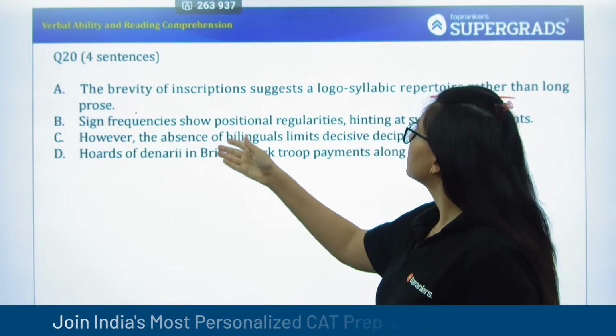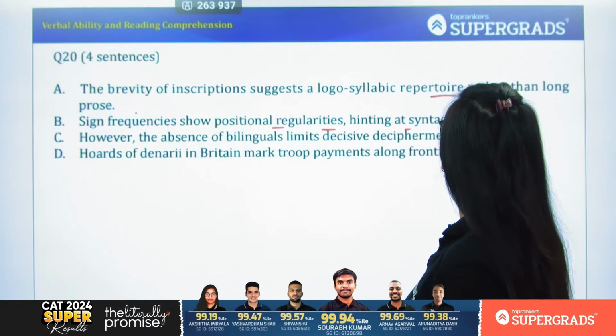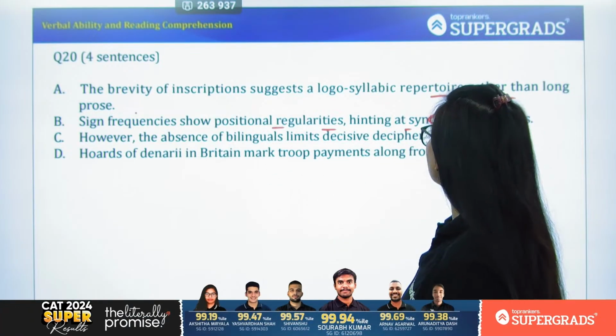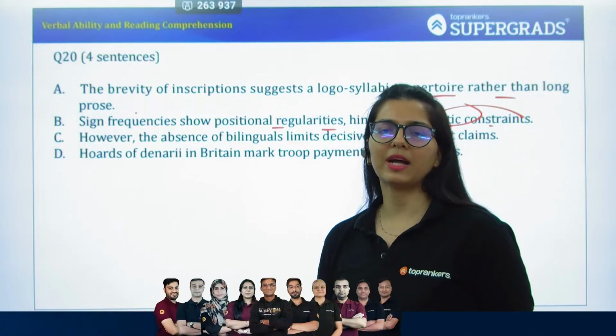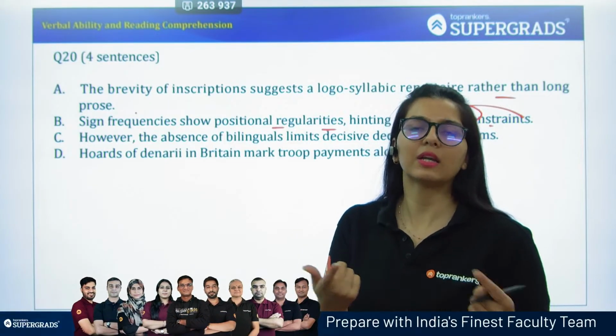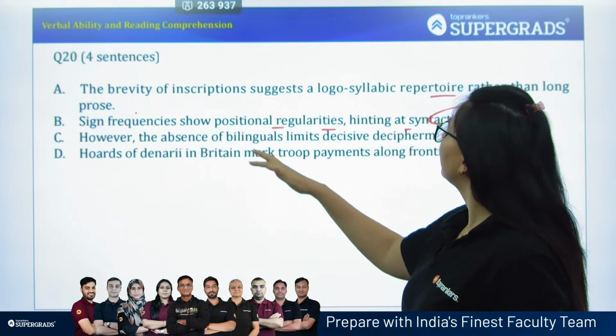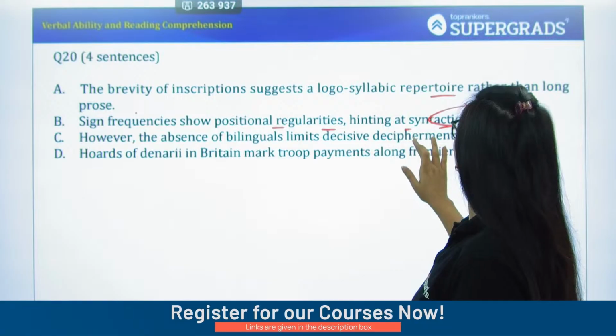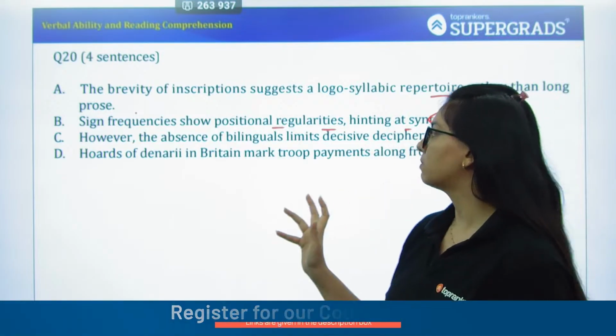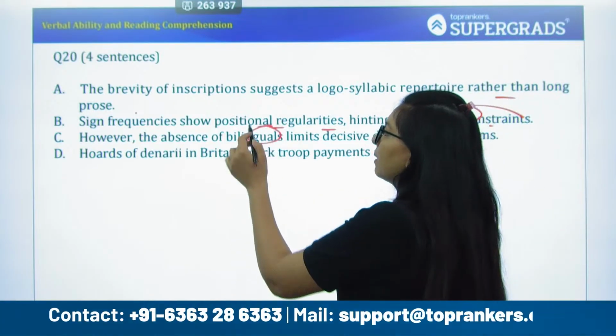Now, sign frequencies show positional regularities hinting at syntactic constraints. So now the reason why they go about with that is because there are some syntax related constraints. Okay, that is exactly what this is. However, the absence of bilinguals limits decisive decipherment claims. Okay, now bilingual is going to be multiple languages.